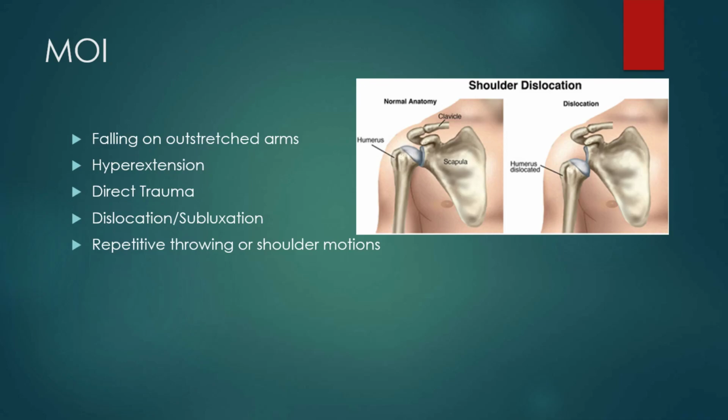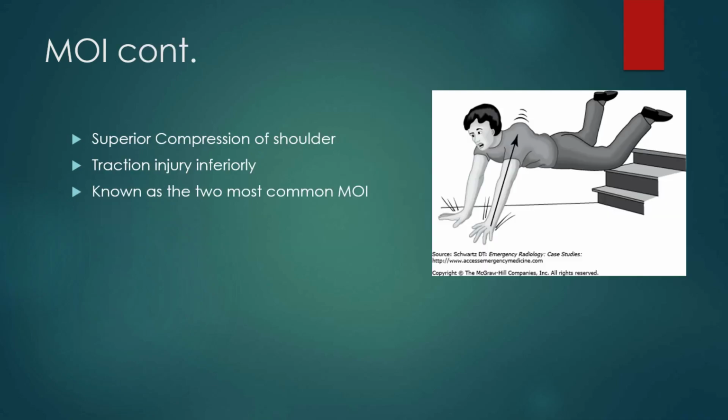The tear itself, the mechanisms of injuries we see a lot are falling on outstretched arms, hyperextension, direct trauma, dislocation slash subluxation, and a repetitive throwing motion or any other type of shoulder heavy sport. But the two most common things we see are superior compression of the shoulder, like you would see on falling on an outstretched arm, where that humeral head is jamming into the cavity, or we see a traction injury inferiorly. These would be the two most common mechanisms.